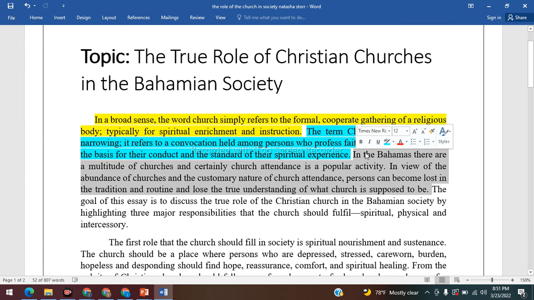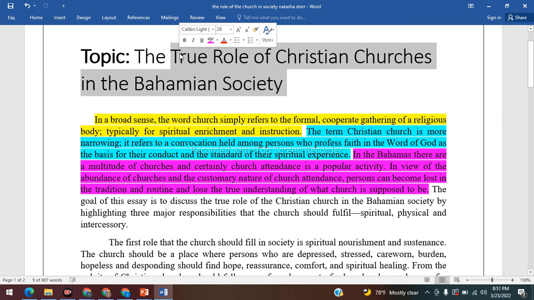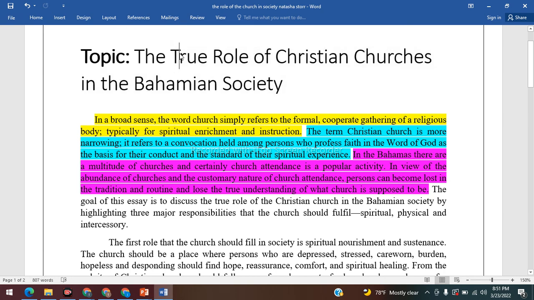So what am I doing here? This is incredible. I'm doing something very intentional in these two sentences. I'm answering a question for the reader. The question I'm answering is, why is this essay important? Who cares? Why are we even talking about the true role of Christian churches in the Bahamian society? Why does that even matter? And the reason why it matters, I state it right inside it. Anyone can pick it out in this purple here. I stated the reason why this topic is important.